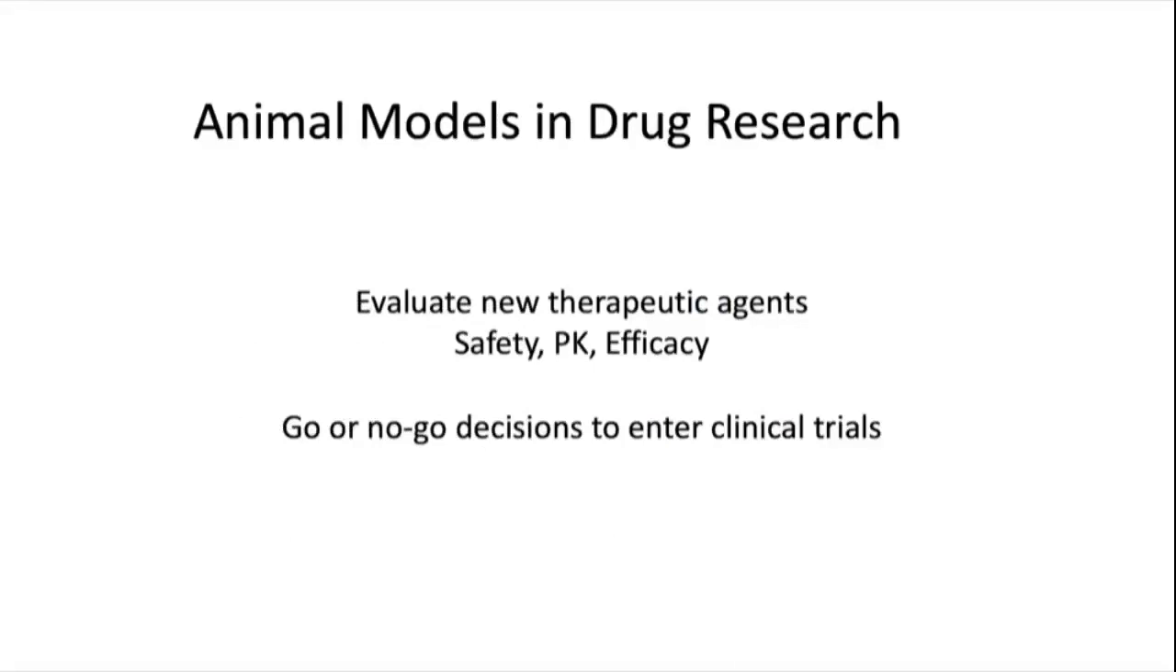And there are what we call go or no-go decisions in the industry based on animal studies, to go for clinical trials. And that is where we find animal models are critically involved. But there are a lot of disappointments here.